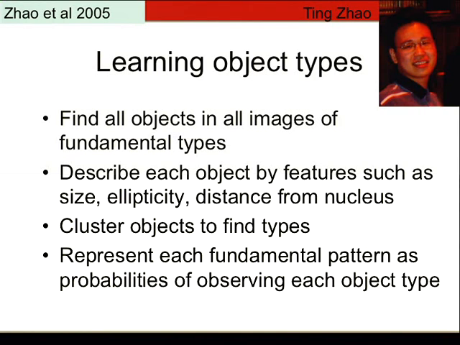It builds on work that was done by Ting Zhao years ago now, which is that we find all the objects in the fundamental patterns all together, describe each object by features that measure the object properties, size, shape, distance from the nucleus, and so on, cluster the objects, and then use AIC to find the right number of clusters to represent them. And therefore, that allows us to represent each fundamental pattern as some kind of count or probability of observing each object type.